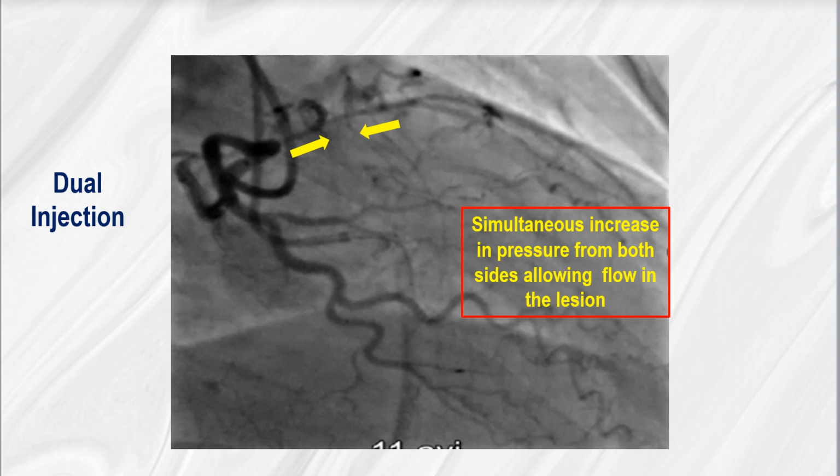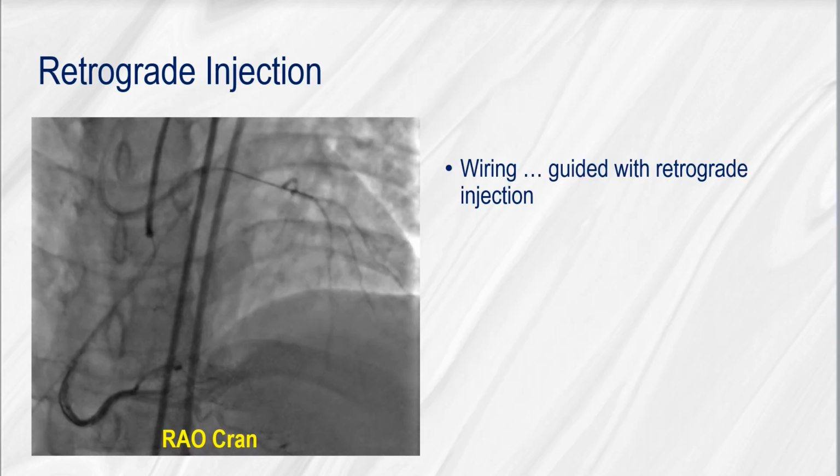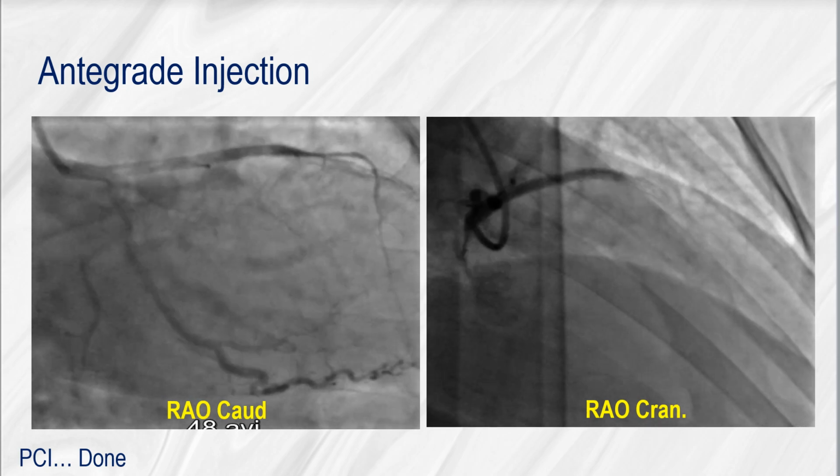While with dual injection, there is simultaneous increase in pressure from both sides, allowing flow in the lesion. It was a significant lesion with functional occlusion. Wiring was done guided with the retrograde injection, followed by stenting. Case number 3.